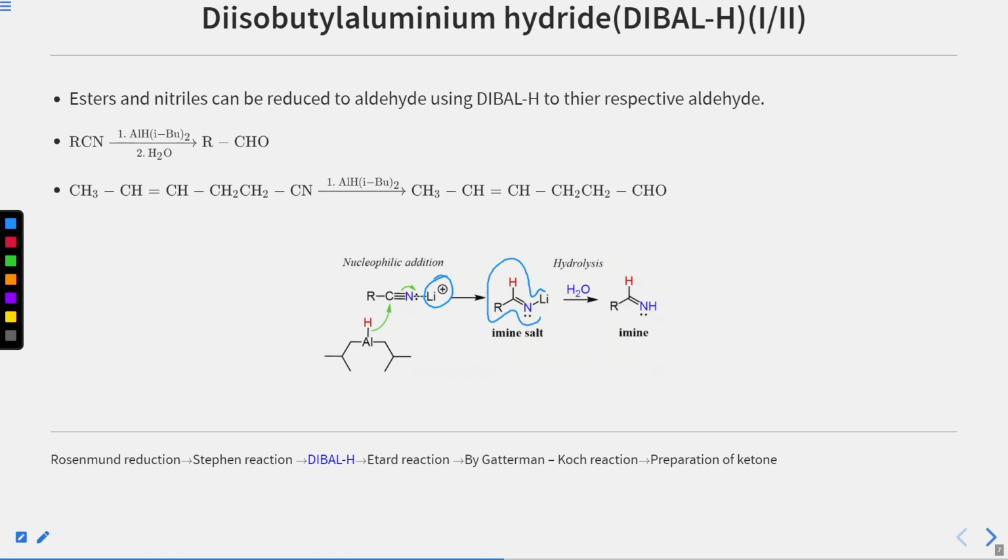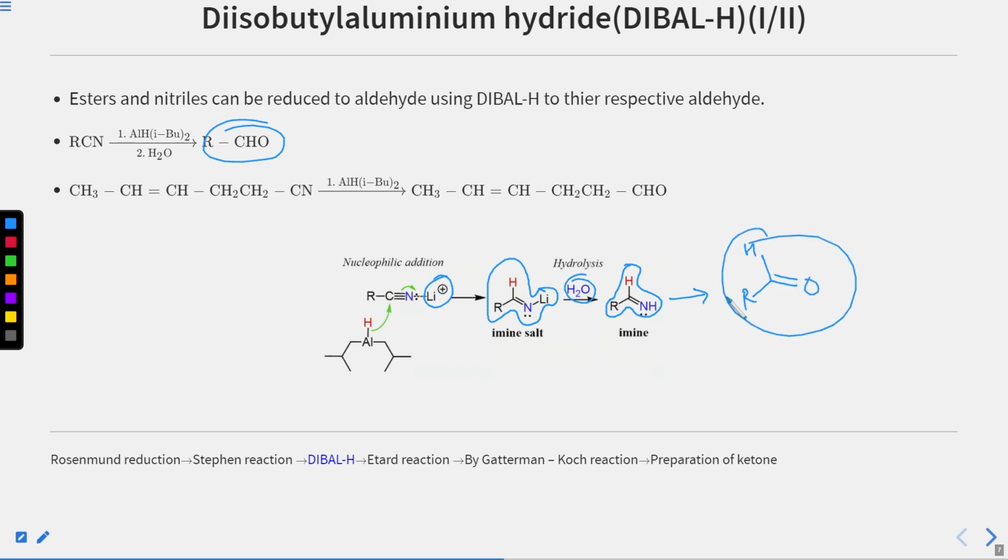This is called imine salt. Okay, this is called imine salt. Further, as I have told you, as we expose our imine to hydrolysis, it quickly goes to imine and further to your RCHO. It is not mentioned here, so this will be further converted into RCHO.